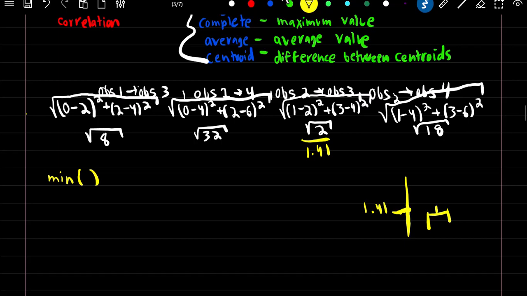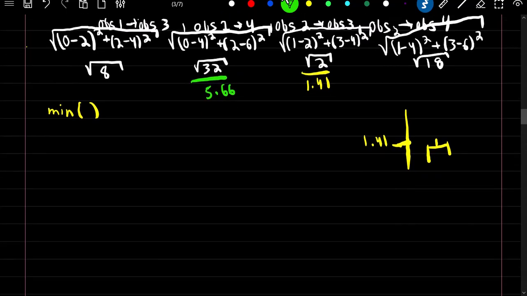Now if instead we use complete, then we're going to take the highest value. The highest value we can see is the square root of 32, which is just equal to 5.66. So if we were to draw that dendrogram, then they would fuse at a height of 5.66.